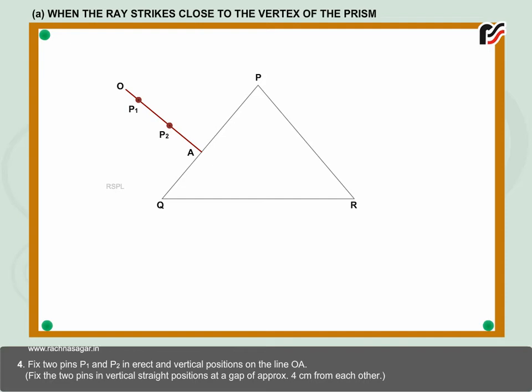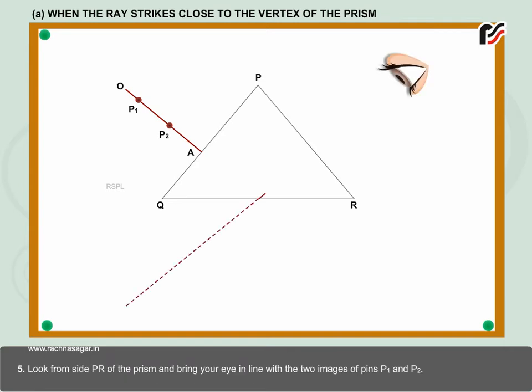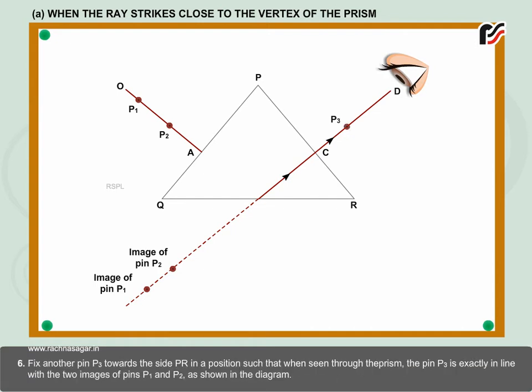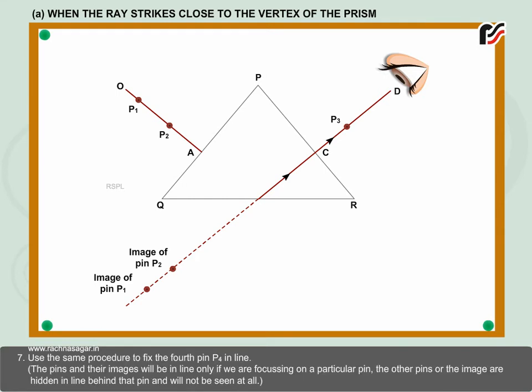Fix two pins P1 and P2 in erect and vertical positions on the line OA, at a gap of approximately 4 cm from each other. Look from side PR of the prism and bring your eye in line with the two images of pins P1 and P2. Fix another pin P3 towards the side PR in a position such that when seen through the prism, the pin P3 is exactly in line with the two images of pins P1 and P2 as shown in the diagram. Use the same procedure to fix the fourth pin P4 in line.